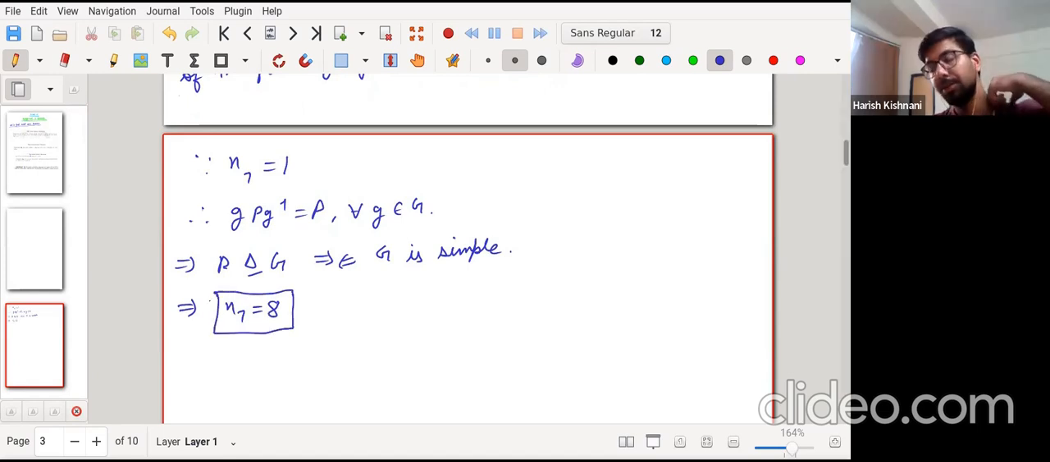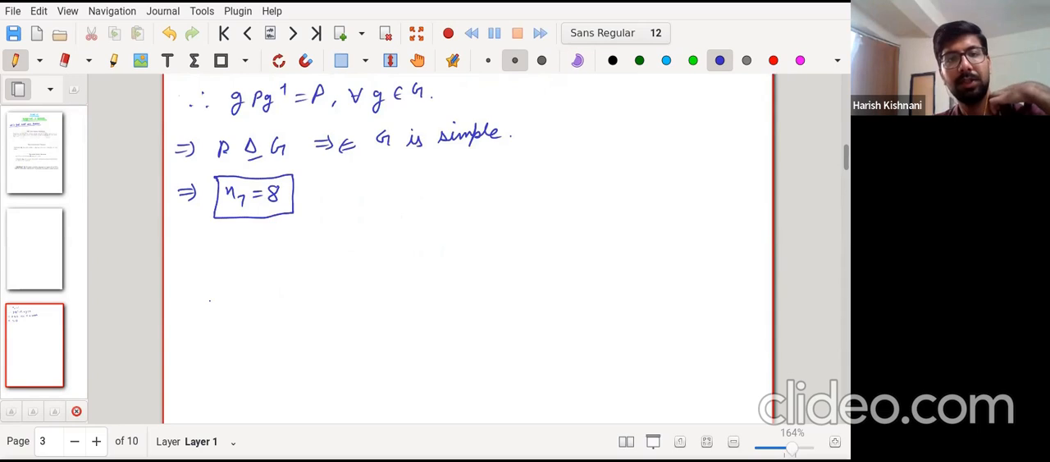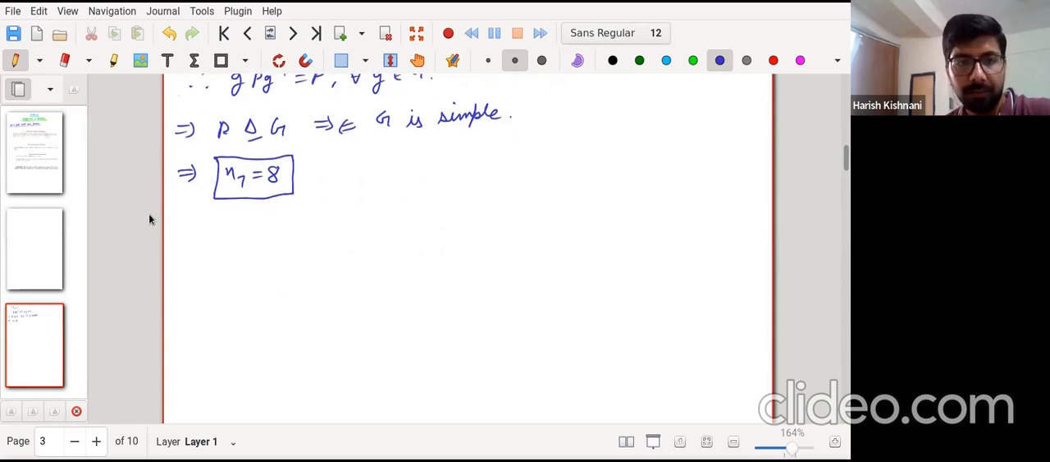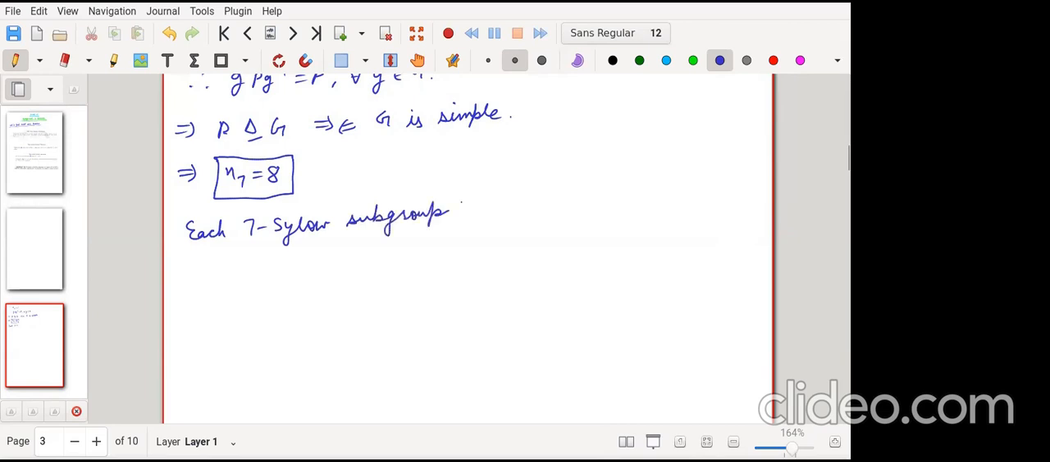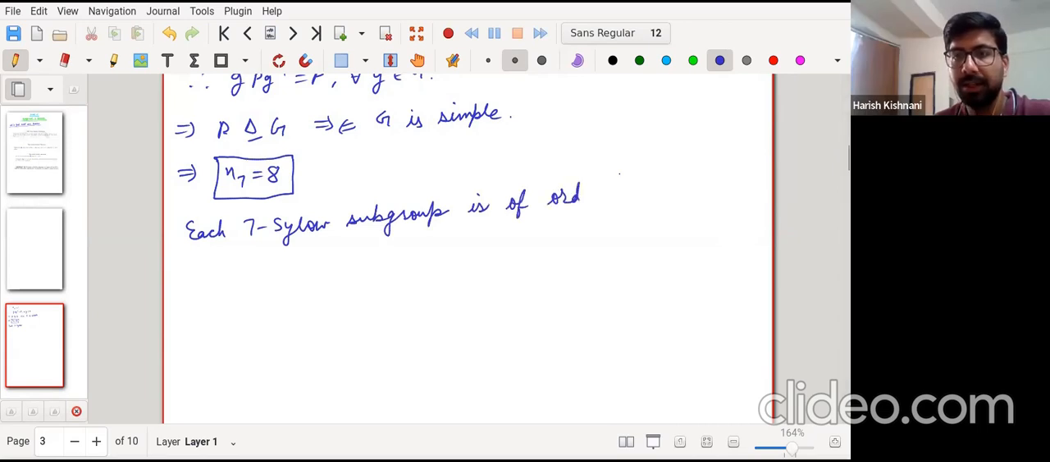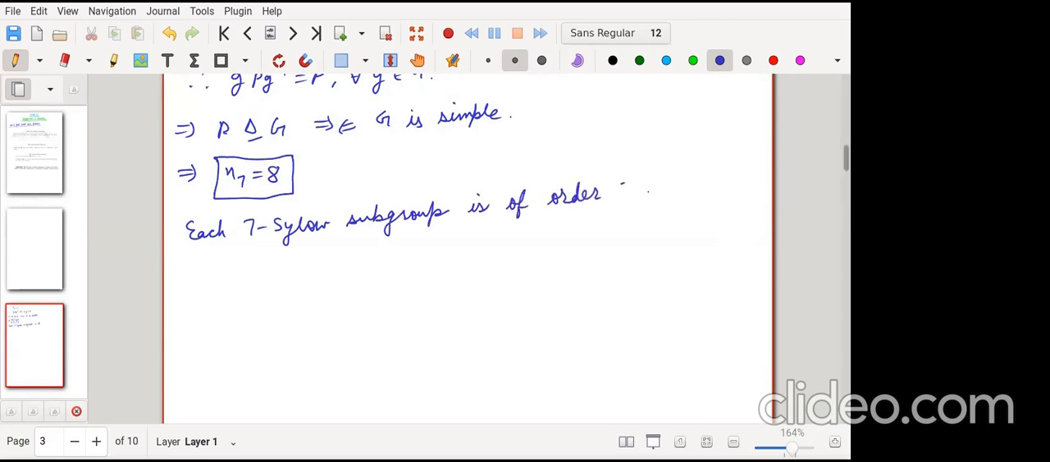Now from here we need to calculate the number of elements of order 7. So you can see that each 7 Sylow subgroup is of order 7, since the highest power of p here is just p, and hence it is going to be cyclic.